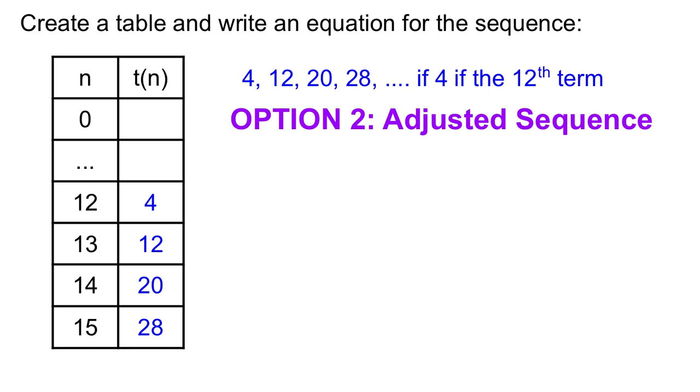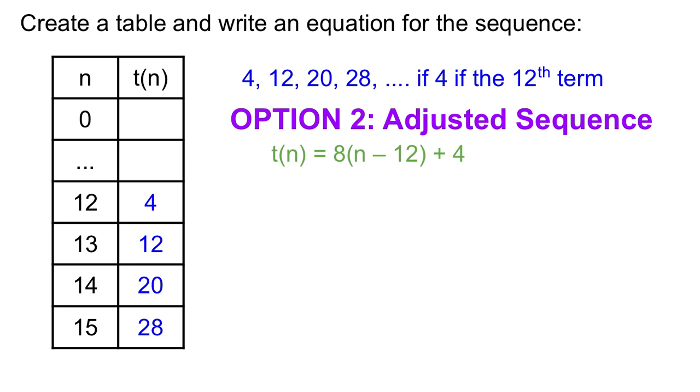The second option that you can use, I like to call an adjusted sequence. So we're going to start by still thinking about how this table is going up by 8s. But instead of trying to figure out the 0 term right away, I'm going to adjust what I think of as my initial term. So I am going to start by putting 8 into my equation as my generator, the number that I'm going up by. And then I'm going to make an adjustment. So instead of just writing an n here like I normally would, I'm going to do n minus 12.